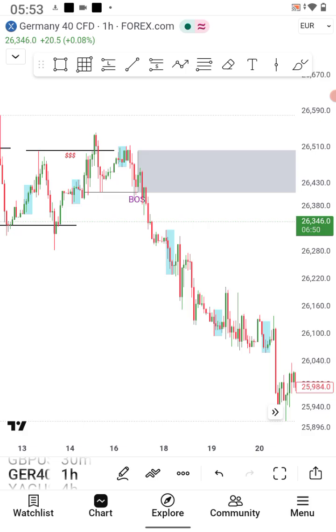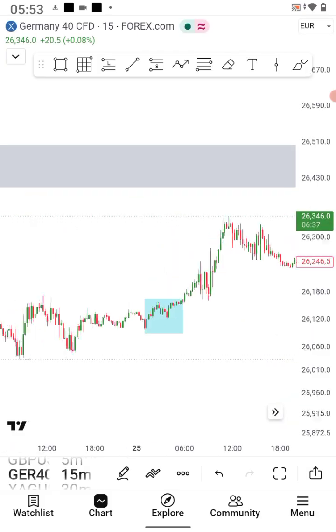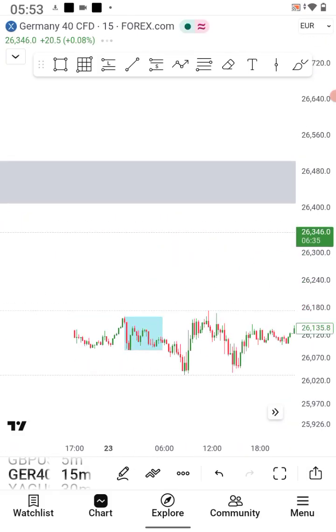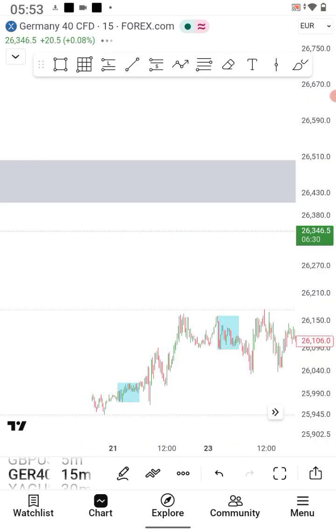We will now go to 15 minutes time frame. That last week, I went to 15 minutes time frame to refine this order block. That was what I did on the 15 minutes time frame. We'll refine the order block. We'll get where it started. Okay, we'll get it on the 15 minutes time frame.